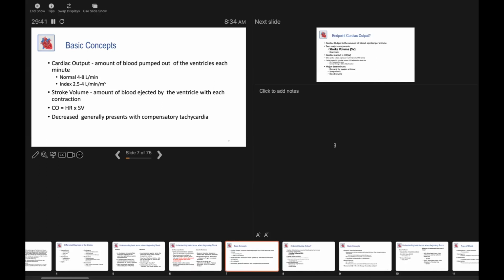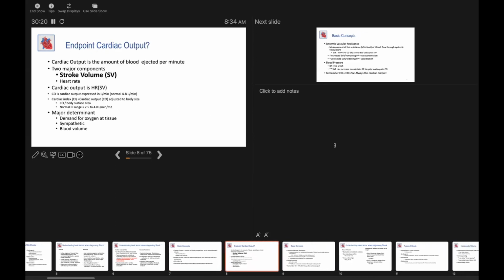Cardiac output 4 to 8, index 2.5 to 4. Stroke volume is the amount of volume ejected by the ventricle with each contraction. Normal stroke volume is 60 to 100. You have capacity to go up to 200. Stroke volume less than 60 associated with indicators of acidosis means you are in shock. Really profoundly important. So our endpoint here is really about stroke volume.